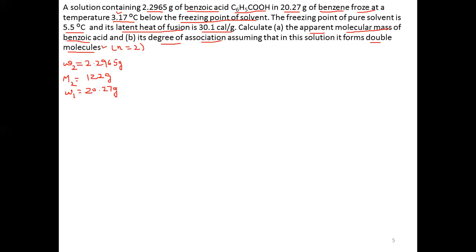And what else is given? We are given the depression in freezing point. So carefully read the statement. It says that the solution containing benzoic acid in benzene froze at a temperature 3.17 degrees Celsius below the freezing point of solvent. That means it is the depression in freezing point.